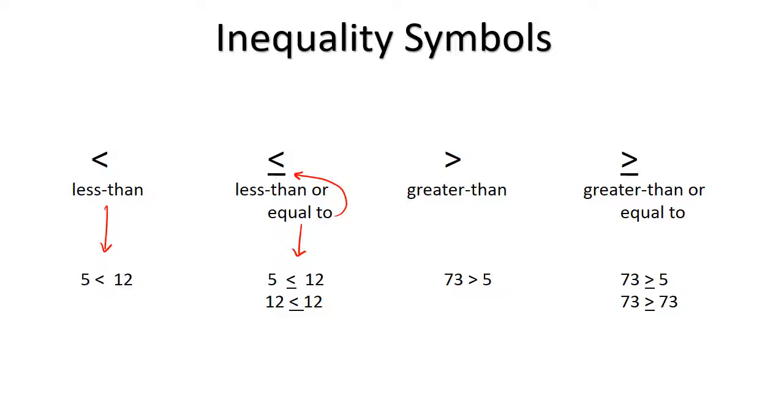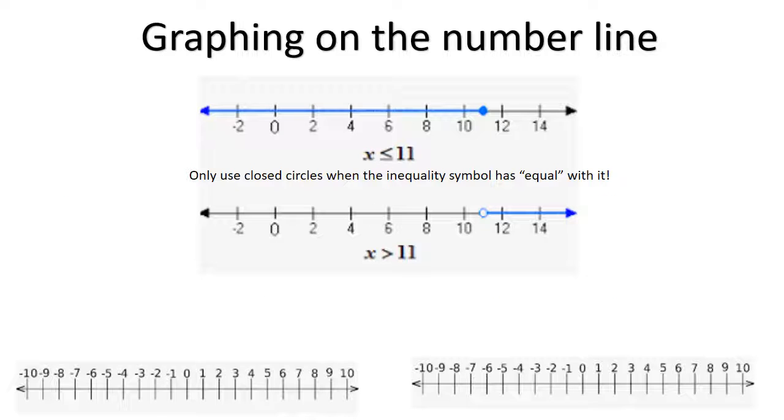Greater than is that same symbol flipped around, so the larger number would come first when properly used. And greater than or equal to has a similar point to less than or equal to. You can use that with numbers that are greater than each other or numbers that are equal to because of that line underneath.